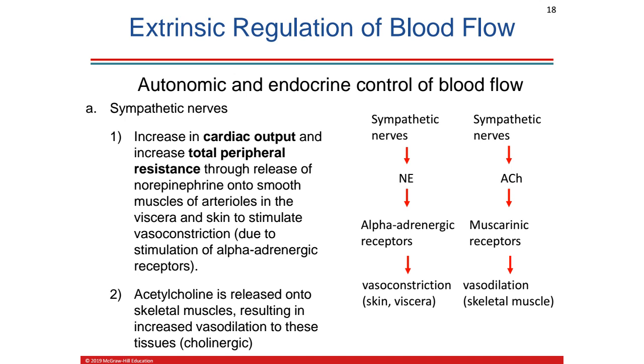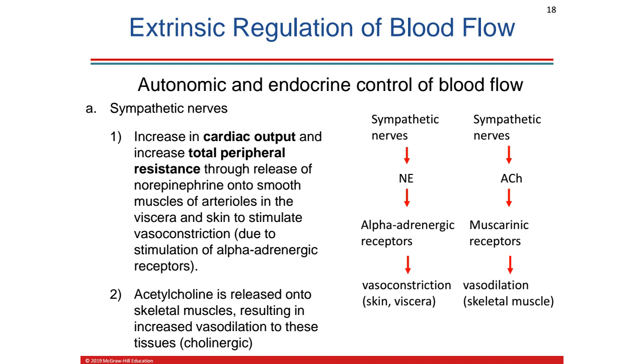Norepinephrine can also act on arterioles in skin. And in both places, norepinephrine will stimulate the arterioles to vasoconstrict. And this is due to the activation of alpha adrenergic receptors on these target organs. So here's a diagram: the sympathetic nerves are activated, they release norepinephrine, they act on alpha adrenergic receptors, and this leads to vasoconstriction in the skin and the viscera.